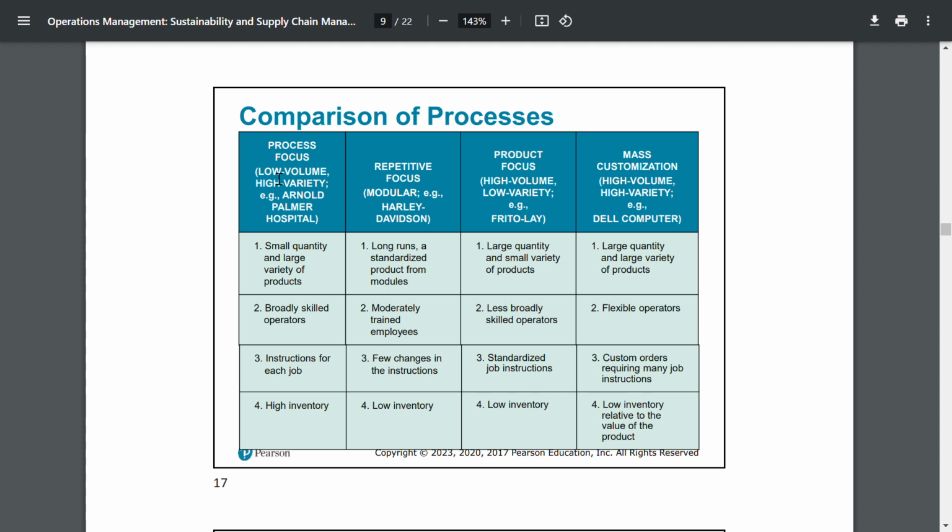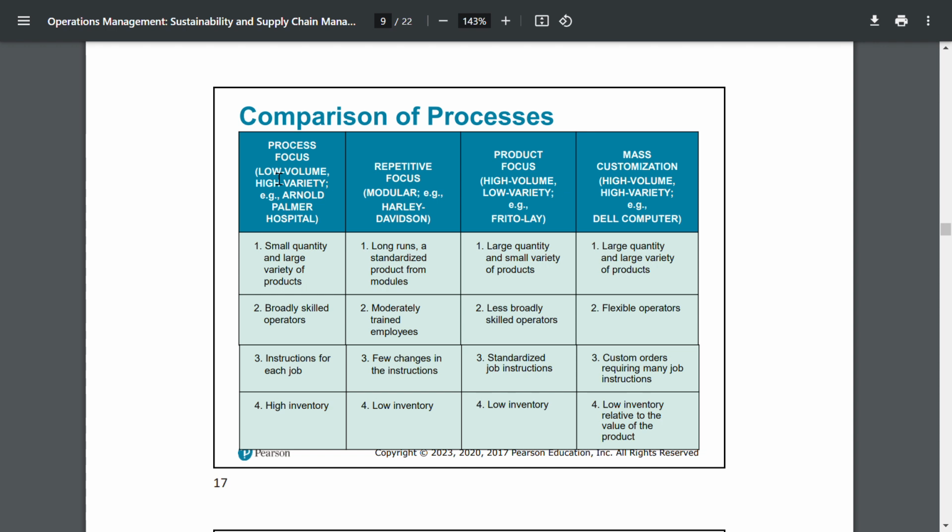If you want to stop the video, you can read about this. So as you said, process focus, small quantity and large variety of products, broadly skilled operations, instructions for each job, and high inventory. And then we have repetitive focus, long runs, which include a standardized product from modules, and moderately trained employees. This is repetitive focus. So we don't need highly skilled employees, but still need moderately trained employees because we have some form of variety. And then we have a few changes in the instructions, okay, and low inventory.